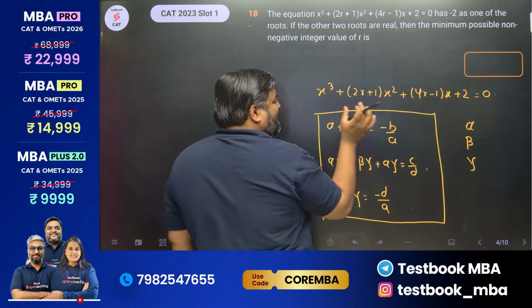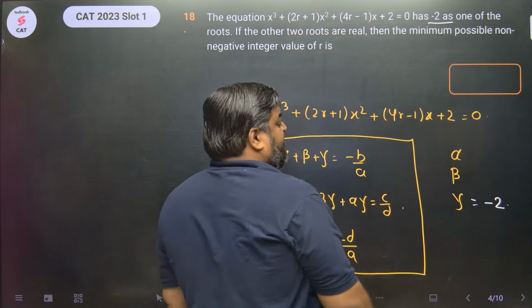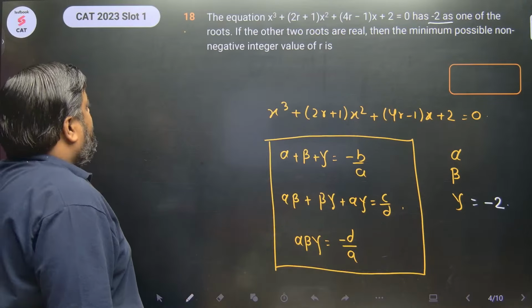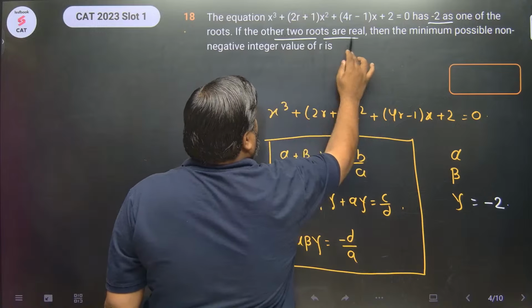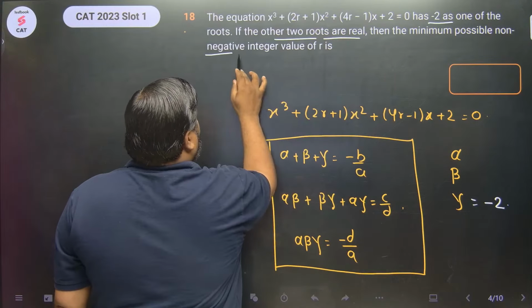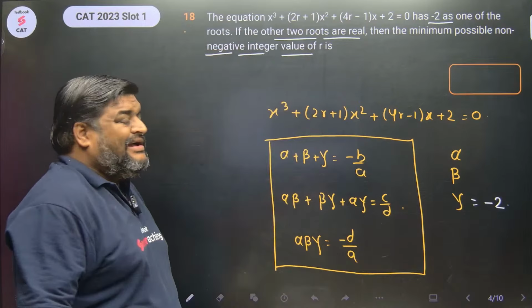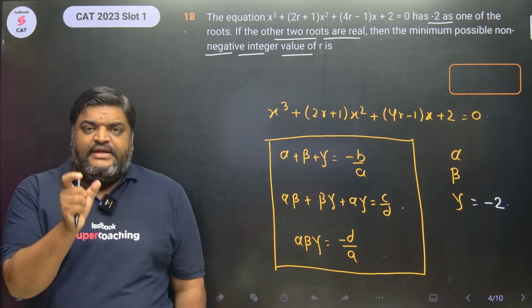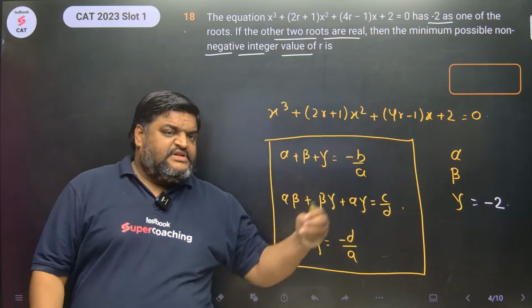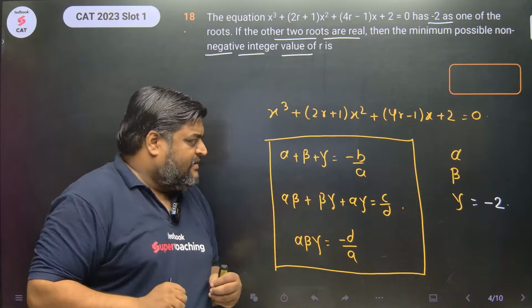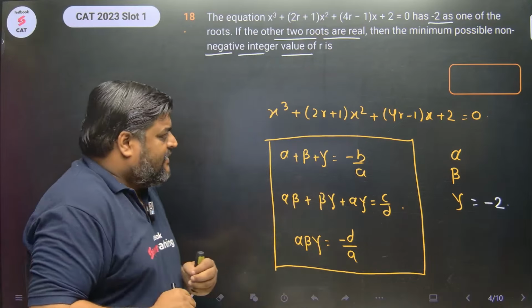One of the roots given in the question is minus 2. Let's say gamma is minus 2. If the other two roots are real, then find the minimum possible non-negative integral value of r. That means you have to find the range of r, where r is one of the variables used in the equation. We are going to take help of these formulas only, because cubic equation questions come on these.